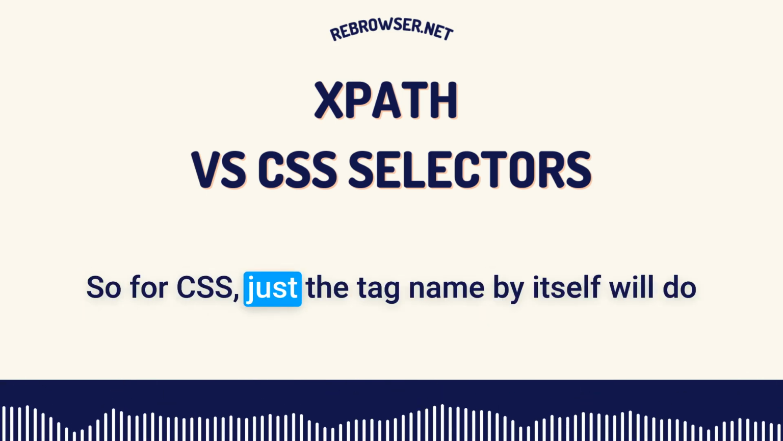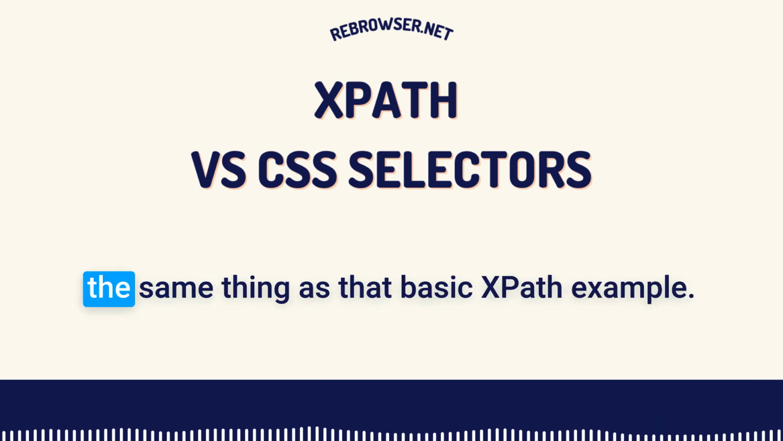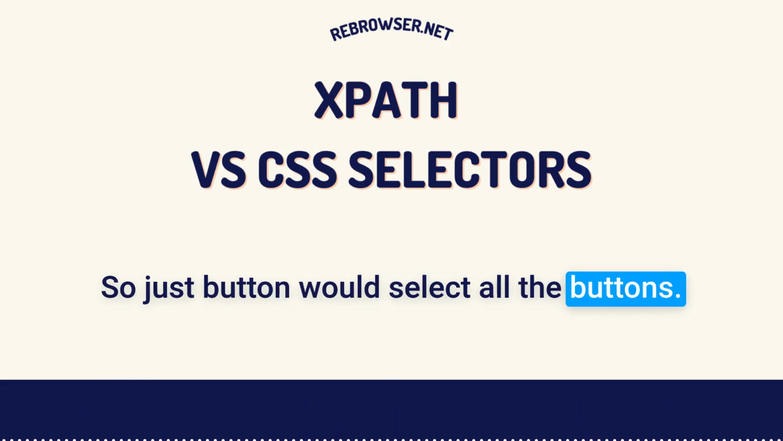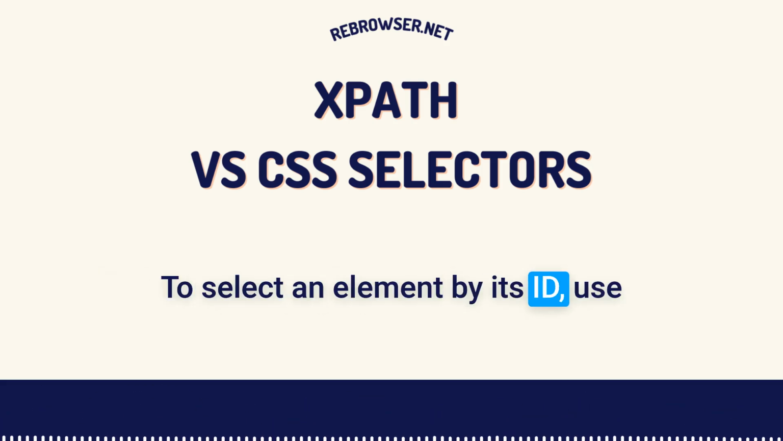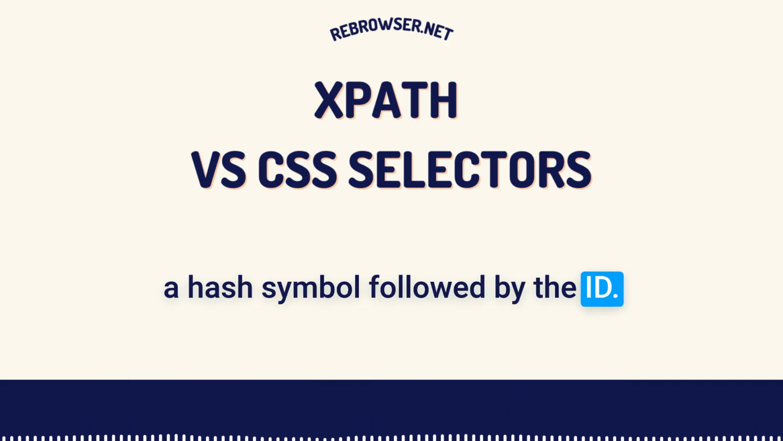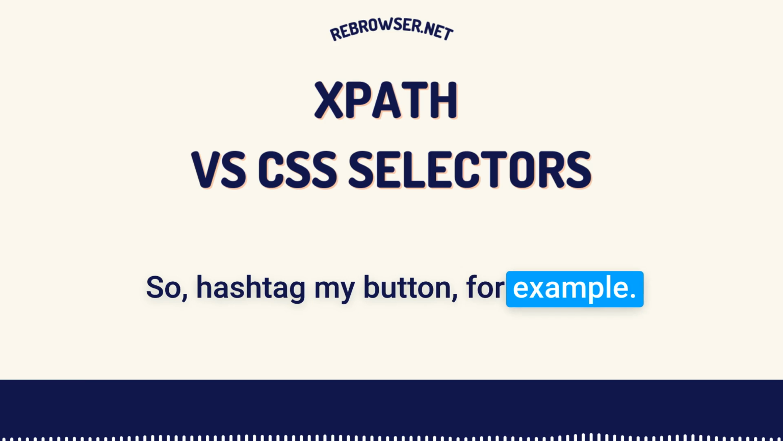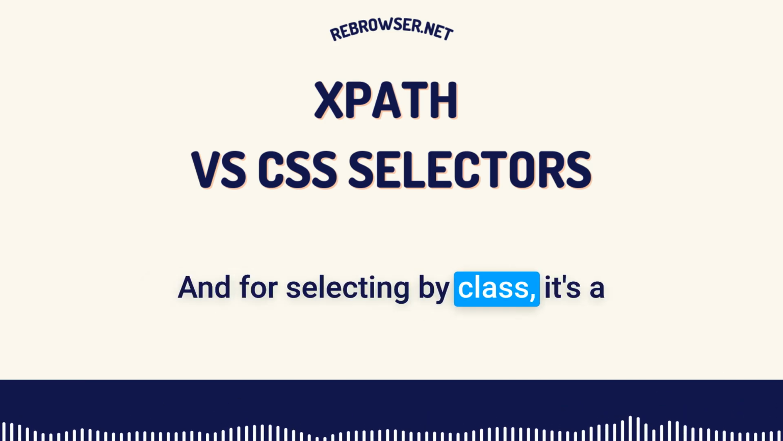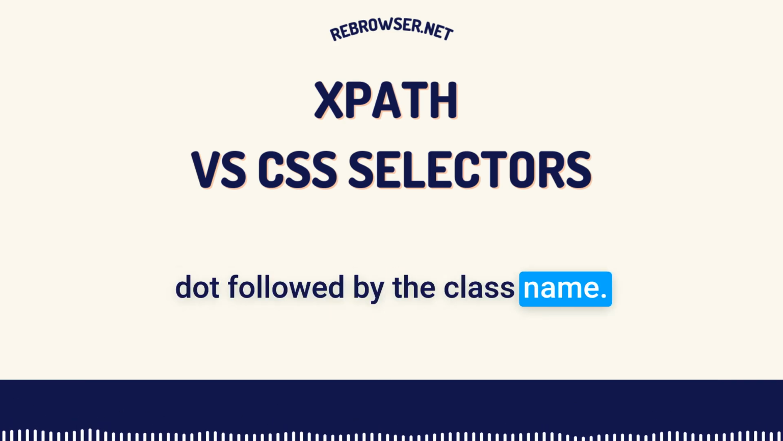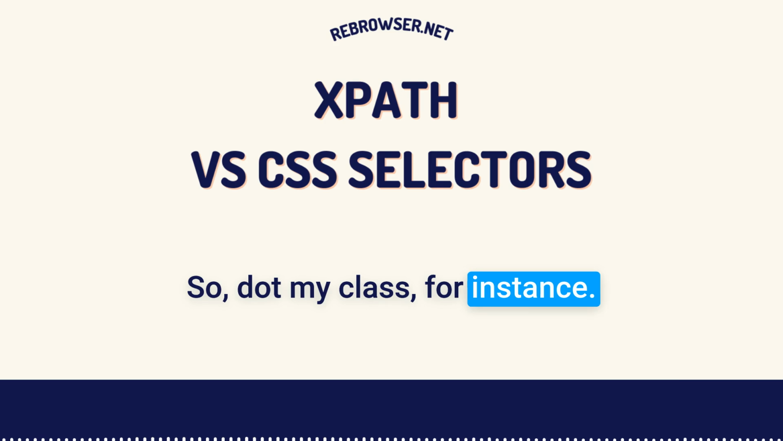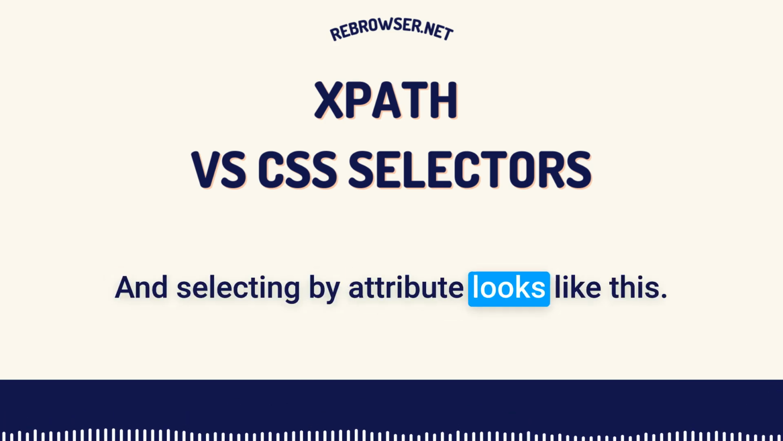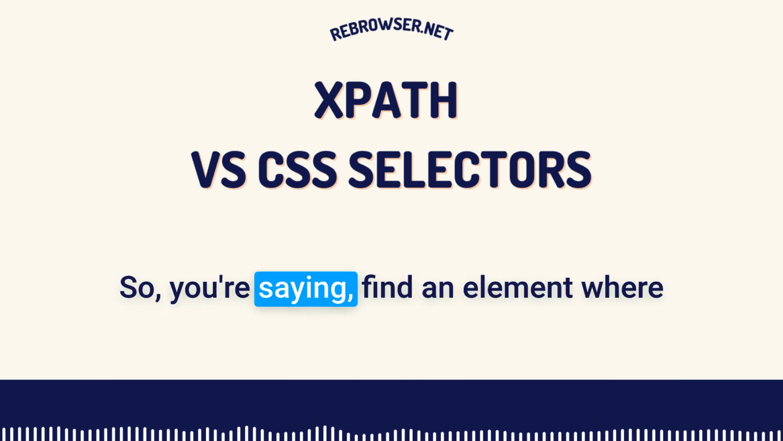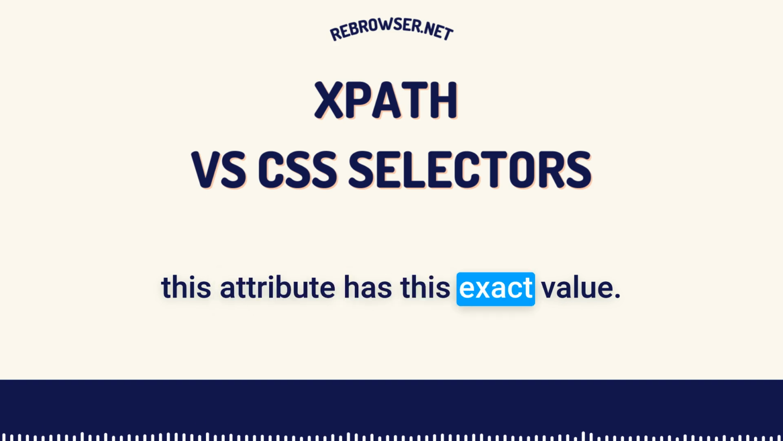So for CSS, just the tag name by itself will do the same thing as that basic XPath example. So just button would select all the buttons. To select an element by its ID, use a hash symbol followed by the ID. So hashtag my button, for example. And for selecting by class, it's a dot followed by the class name. So dot my class, for instance. And selecting by attribute looks like this. In square brackets, you have attribute value. So you're saying find an element where this attribute has this exact value.